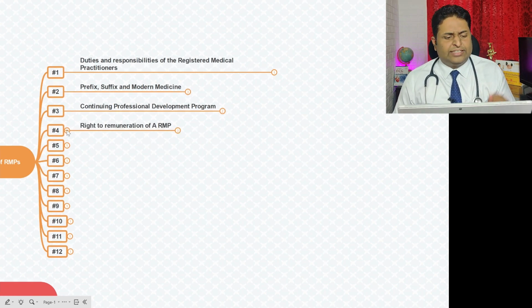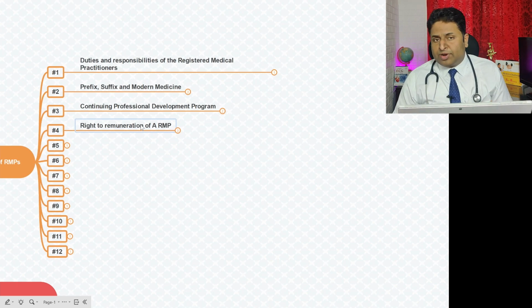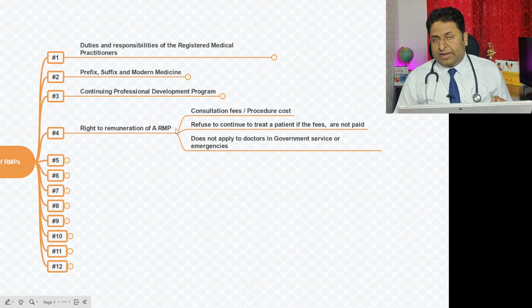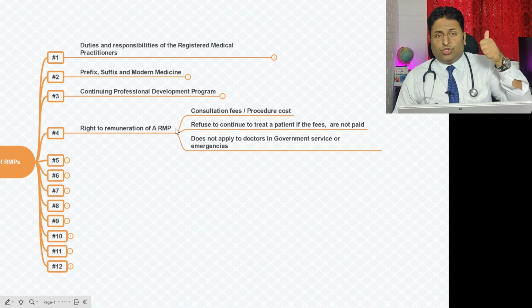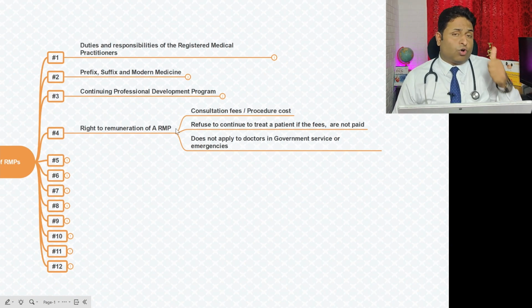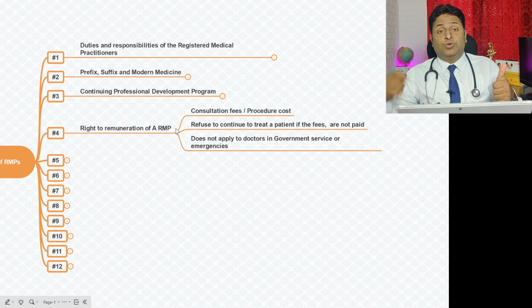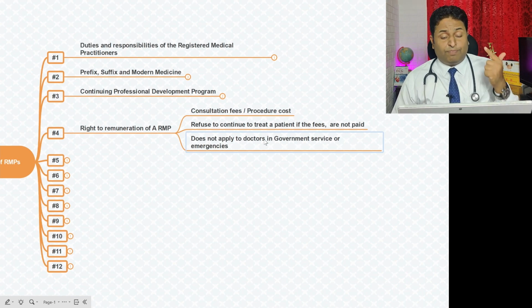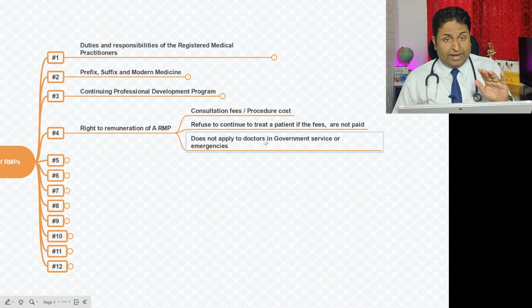And fourth, the right to remuneration of an RMP, a registered medical practitioner. You have the right to ask for a consultation fee or the cost of the procedure, and you need to display it beforehand, or inform the patient before you treat the patient. You can also refuse to continue the treatment of patients if the fees are not paid.